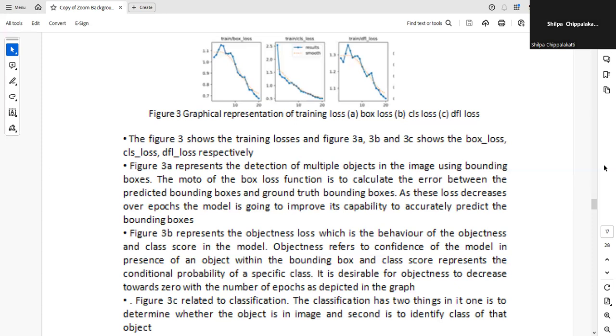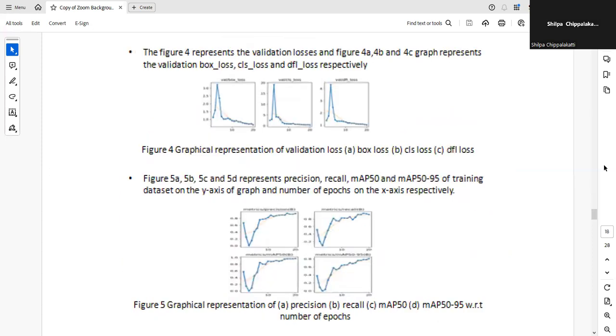Figure 3C is related to the classification. The classification has two things in it. One is to determine whether the object is in the image, and the second one is to identify the class of that object. Figure 4 shows the validation losses.